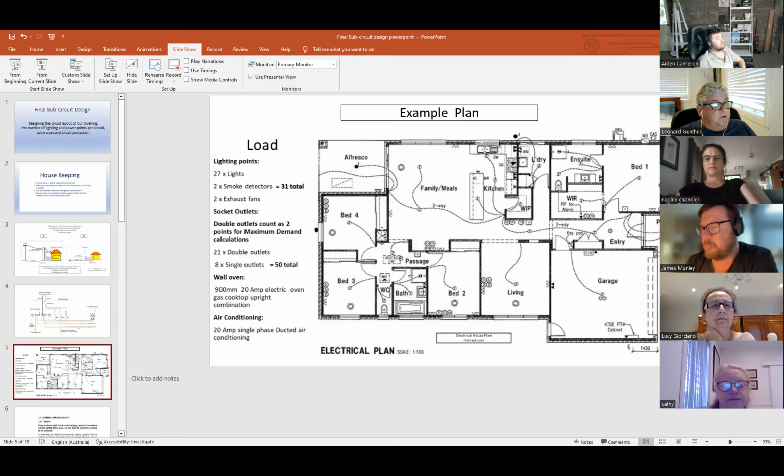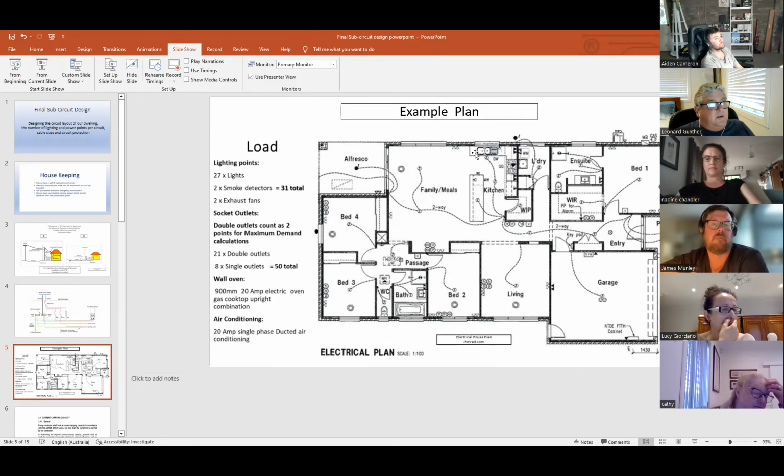Now, if you look at our power points, socket outlets, or what we call power points, as the layman calls them, each one of those little triangles counts as 1. A double point counts as two points, because you can plug 2 different things in there instead of just 1. You have single points and you have double points. Each of those little triangles represents 1 socket outlet.